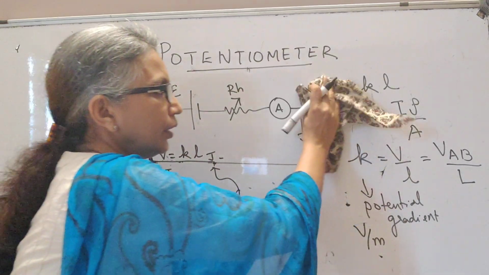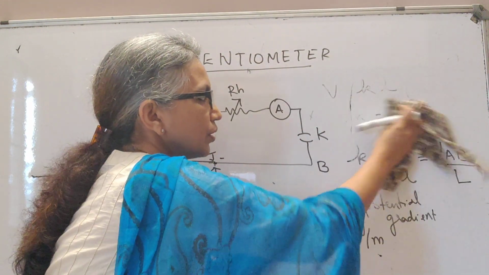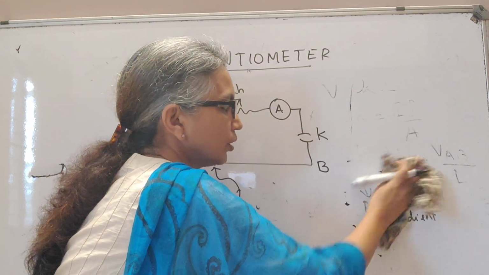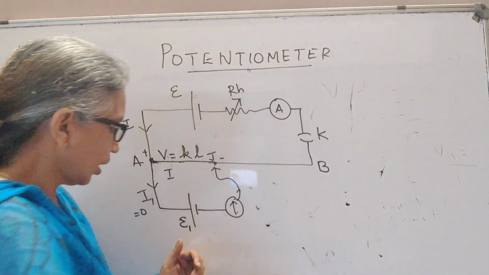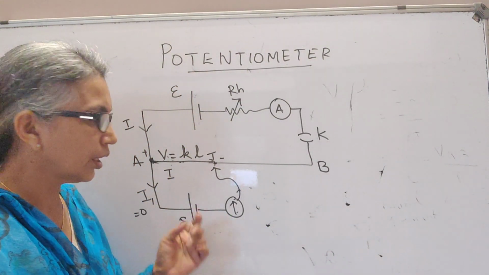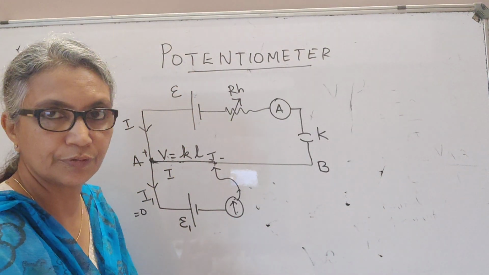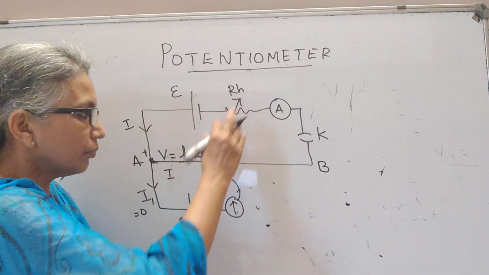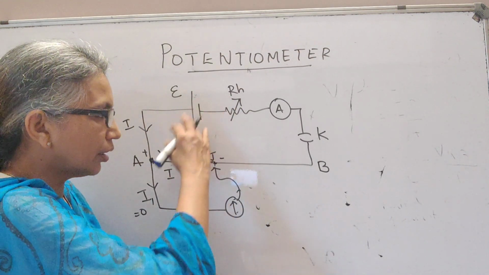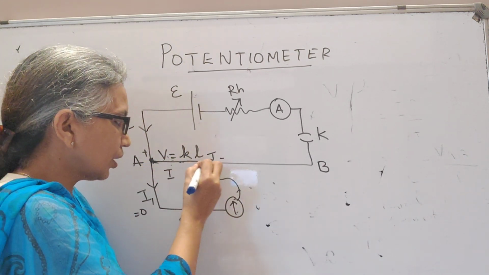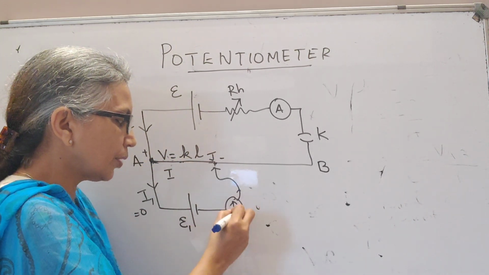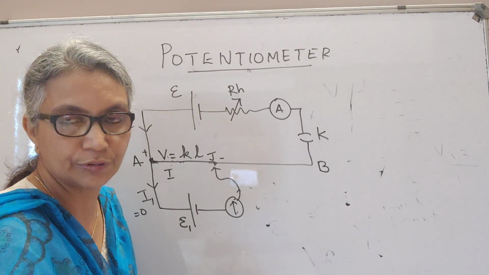Now let me explain how we can use this potentiometer. Suppose you want to determine the EMF of this cell that you've connected here. This EMF is an unknown EMF, and you want to find out how much it is. So I connect the circuit like this. Then I take the jockey and pull to the right and stop when my galvanometer shows null deflection.